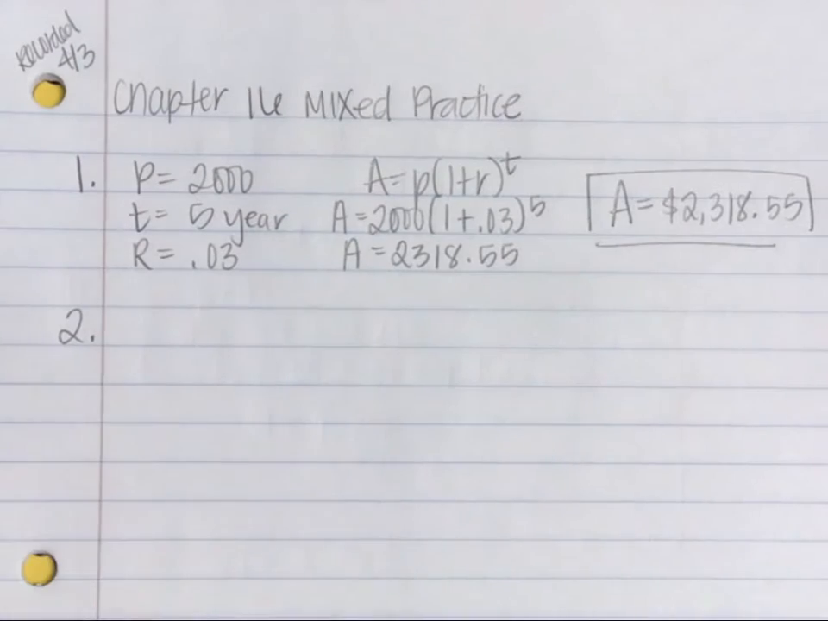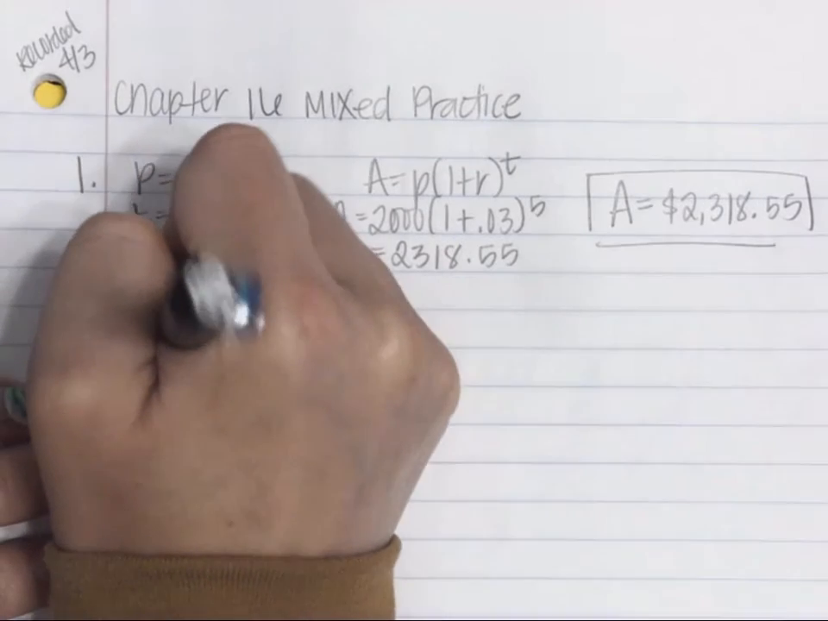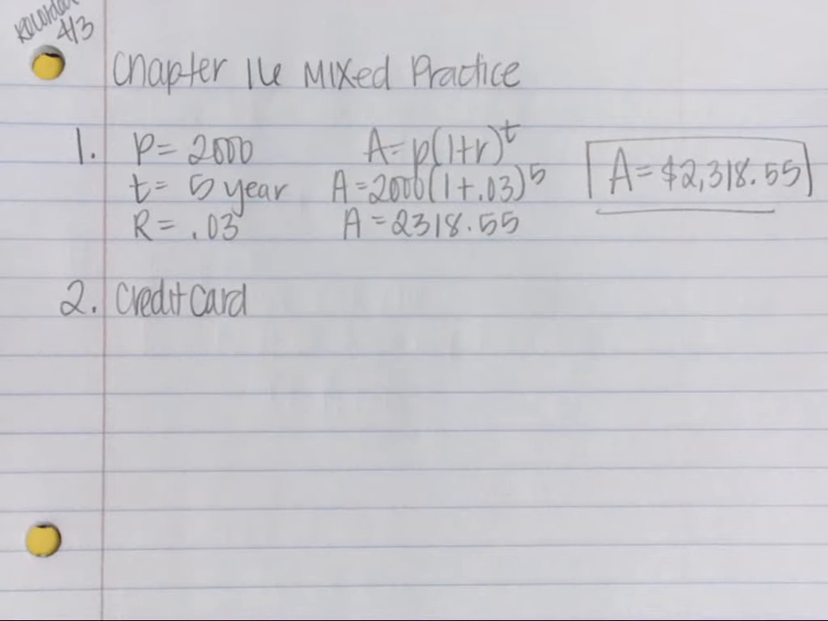Number 2 says Chelsea buys a winter coat. She uses a payment plan that means the store will send her a bill at the end of the month. How did Chelsea pay? Well, the only way that you will ever receive some sort of a bill at the end of the month is if you pay with a credit card.